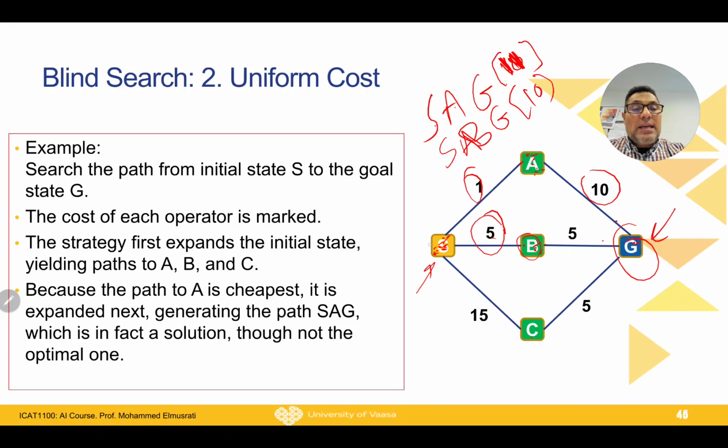Now we check, is there anyone less than 11 or 10? No, because the cost here is 15. So we don't expand C. Okay, now which one do you select? Of course, you select this path, SBJ, because it has the minimum cost.